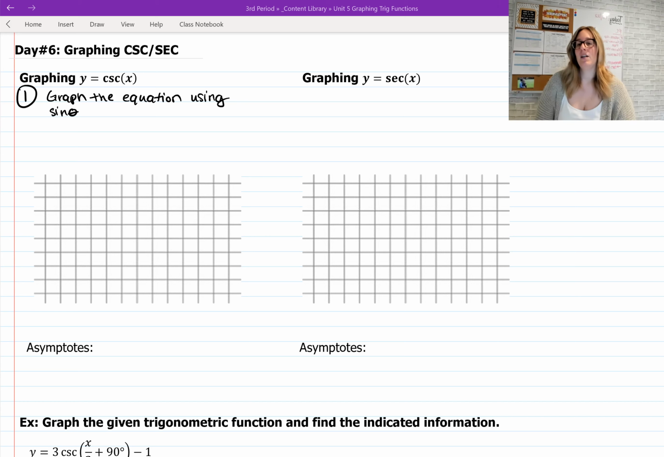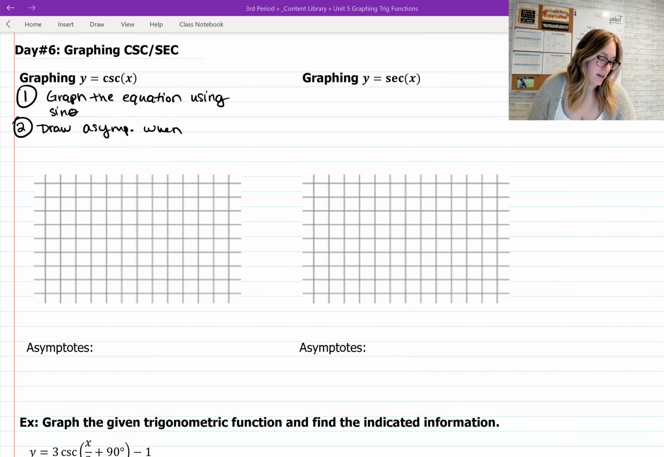Step number 2, and think about this. Everywhere sine is 0, draw an asymptote. If you think about it, when you're doing cosecant, since it's the reciprocal, meaning the flipped version of sine, if sine is 0, then cosecant is 1 over 0, which is undefined. So the second step is draw an asymptote when sine equals 0. Everywhere you cross that midline or you have 0, draw an asymptote.